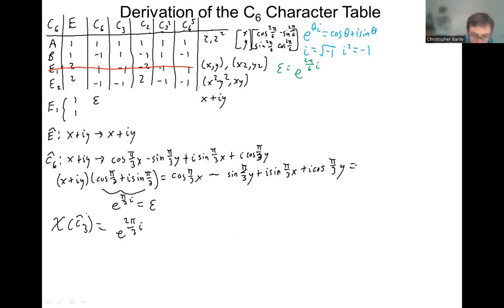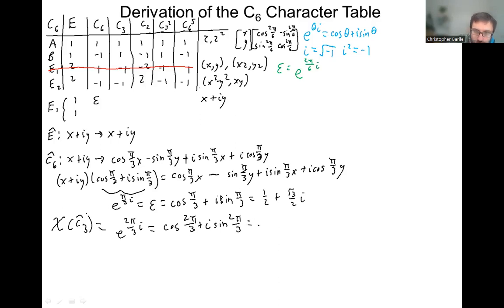Actually, let's expand it out down here. So this is equal to cosine pi over 3 plus i sine pi over 3. And what is that equal to? Well, cosine pi over 3 is 1/2, and sine pi over 3 is root 3 over 2. So it's just 1/2 plus root 3 over 2 i. And what is this character that we just came up with? That's cosine 2 pi over 3 plus i sine 2 pi over 3. Cosine 2 pi over 3 is negative 1/2. And sine 2 pi over 3 is also root 3 over 2.